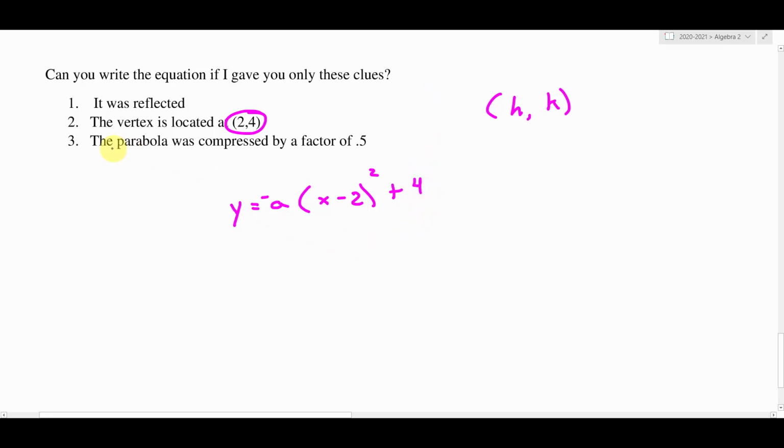There we go. All right, last clue here. The parabola was compressed by a factor of 0.5. All right, so that means my a value is 0.5. And notice that it said compression. Right, that's because this number is in between 0 and 1. Right, so it was compressed, not stretched. And there's my equation. That takes care of all the clues. This is a valid equation for a parabola that has all of these things.